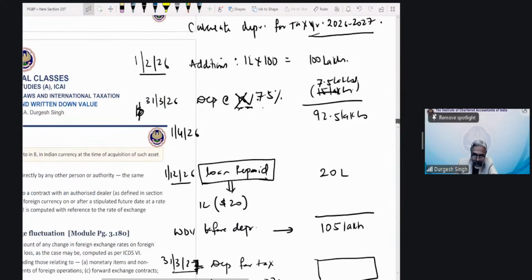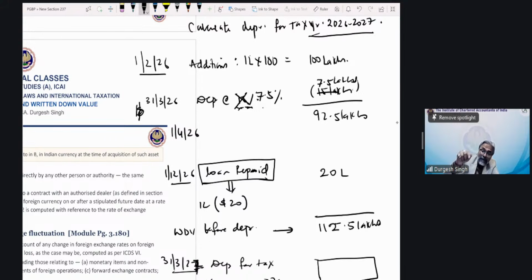Now, therefore, your closing WDV before depreciation is not 105. Your closing WDV before depreciation, students, is how much in this case? 112.5 lakhs. 112.5 lakhs, students. This is the WDV before the depreciation. Once that has been known in this context, students, then the next thing comes. And what is that in this regard? Now comes the 31st March 2027 depreciation.